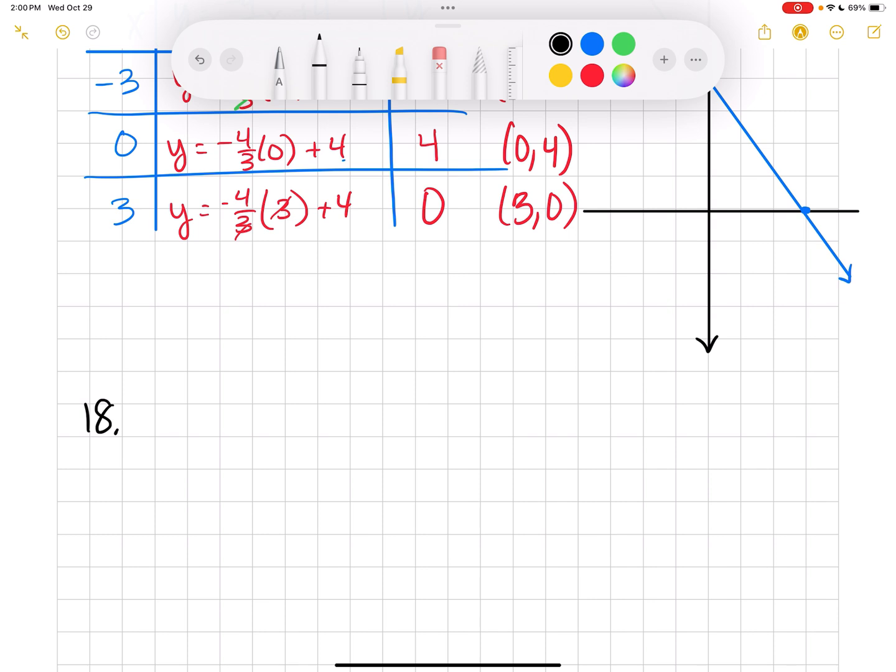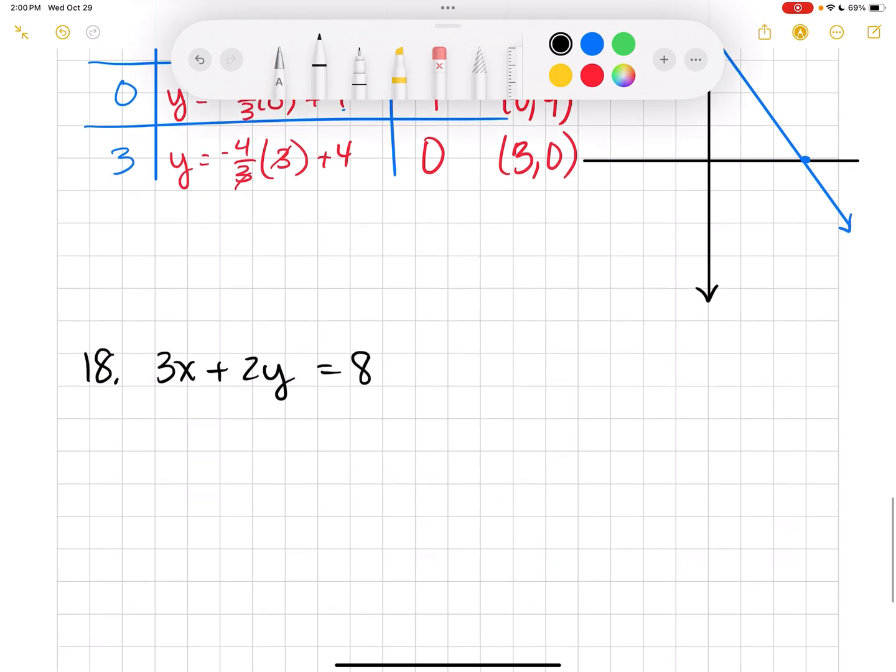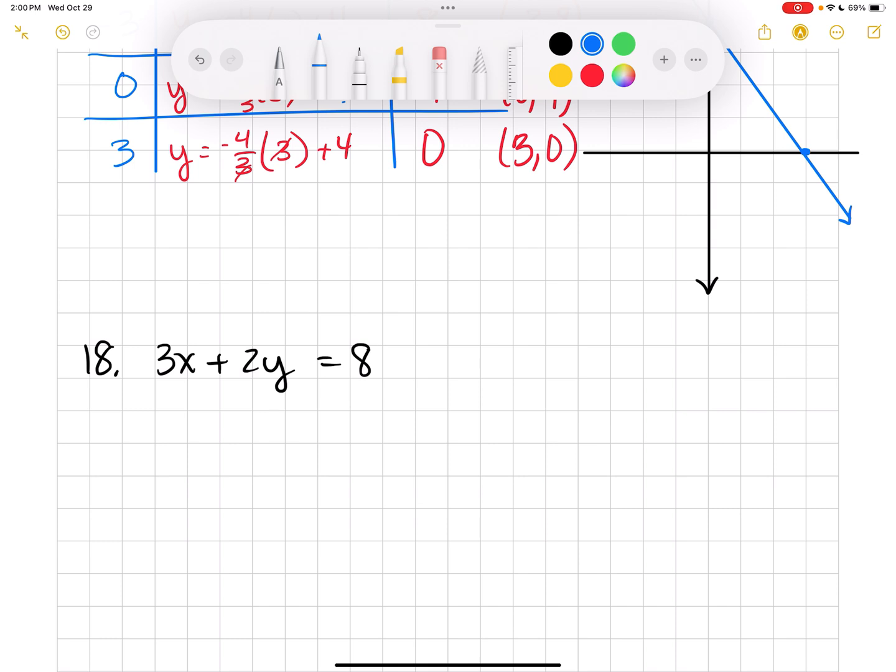18. Focus. 3x plus 2y equals 8. Need to get y by itself. How do I do that? Basically, you're going to subtract 3x and put a -3 on the other side. So I get 2y is equal to -3x plus 8. And basically, you're going to divide by 2 on everything. Again, do each piece individually so that it sets it up correctly. So I've got y is equal to -3/2 x plus 4.